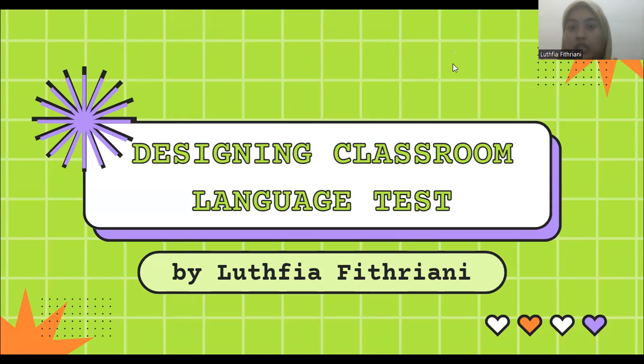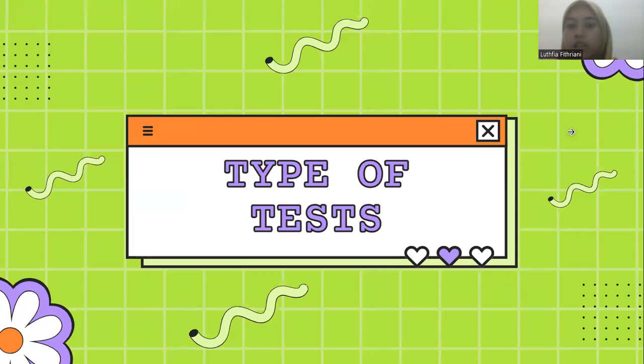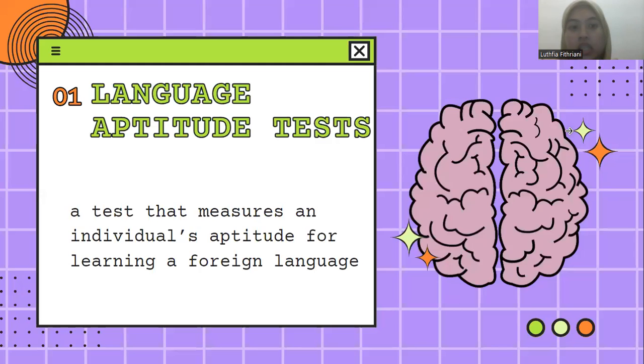Today we are going to learn about designing classroom language tests. First, we will learn about types of tests. There are some types of tests that we should know. The first is the language aptitude test.